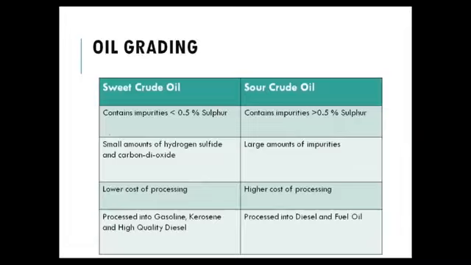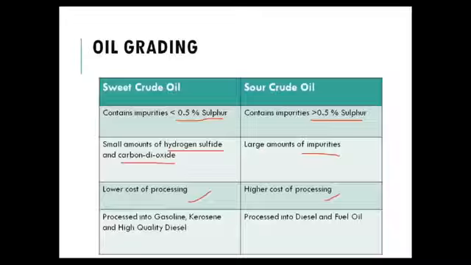Another classification is sweet and sour crude oil. Less than 0.5% sulfur is sweet. If it is greater than 0.5% sulfur, it is sour, and it also contains carbon dioxide and hydrogen sulfide, a large amount of impurities. As it is sweet, it has a lower cost for processing; sour has a higher cost for processing.